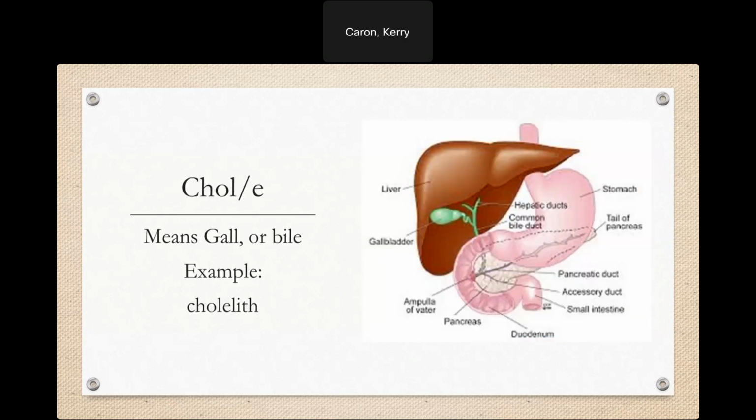Chole. So chole by itself means gall or bile. Gall or bile. It's the green stuff you might vomit at the end of a stomach bug. That's what bile is. So a cholelith is a gallstone. That's the technical term for gallstone.